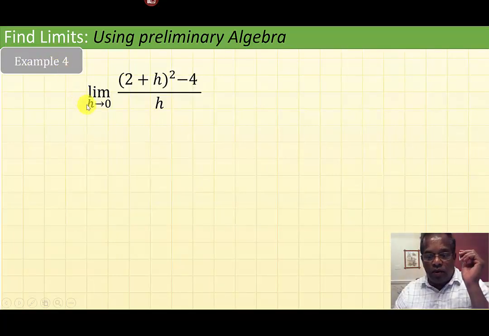Example 4. Limit h goes to 0, (2 plus h) squared minus 4 over h. This is also a rational function. As you see here, the denominator is equal to 0 when h equals 0. So clearly 0 is not in the domain, so we cannot use direct substitution. Now we should think about simplifying.